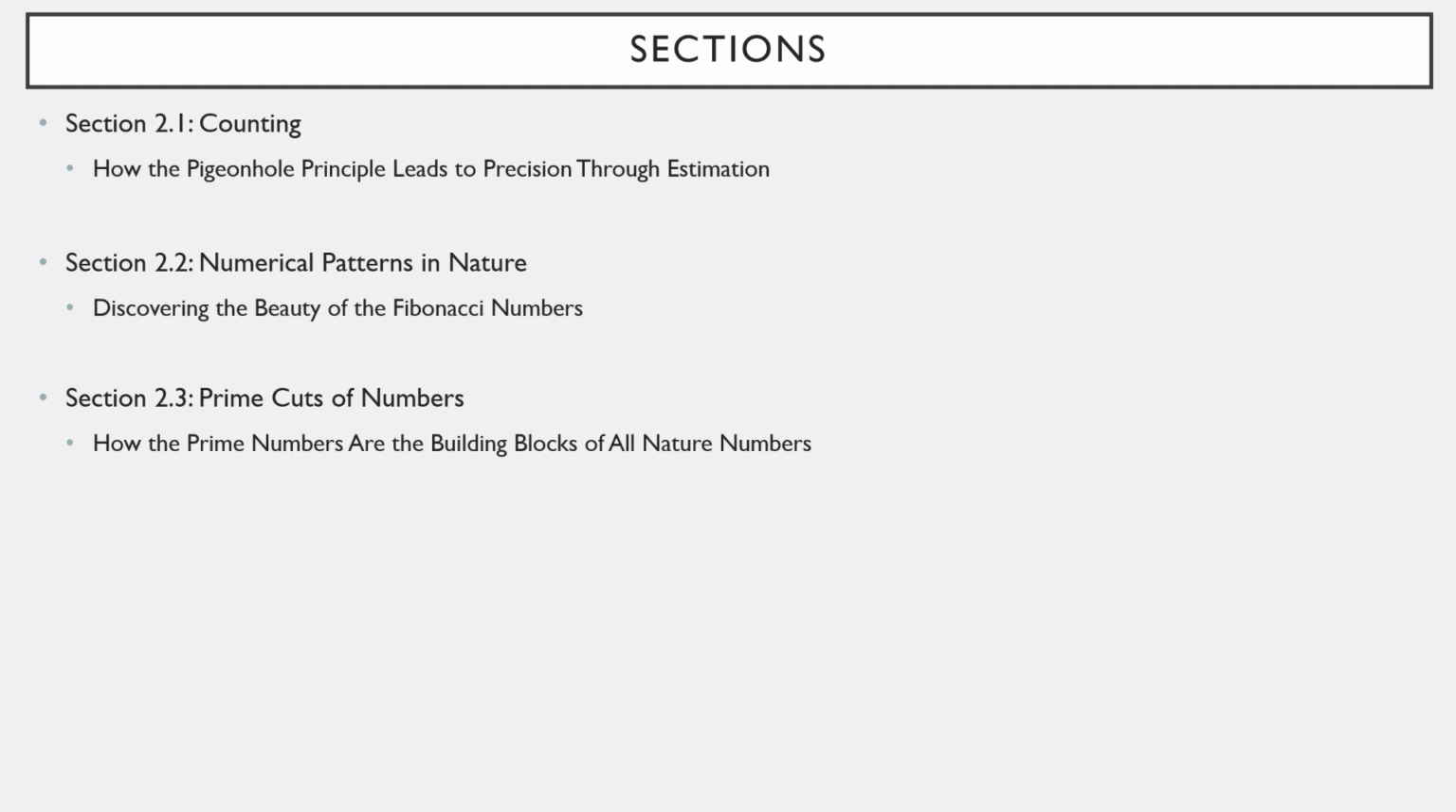Section 2.2 is numerical patterns in nature, and we're going to talk about something called Fibonacci numbers, the Fibonacci sequence, and Fibonacci neighbors. That's a good section. Then section 2.3 is called prime numbers, or prime cuts of numbers, a play on words there. We'll talk about prime numbers and how you can express natural numbers that are not prime as the products of prime numbers.